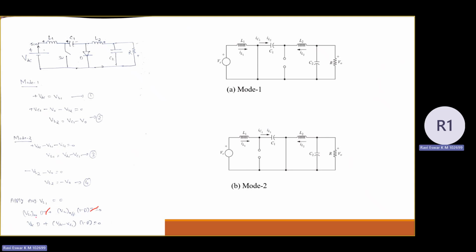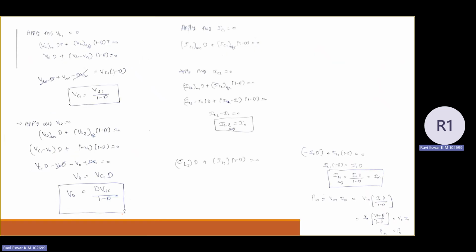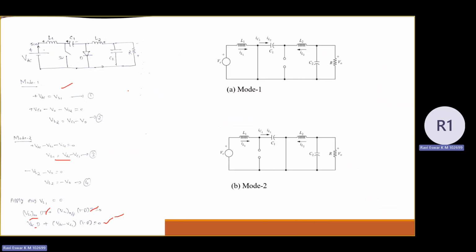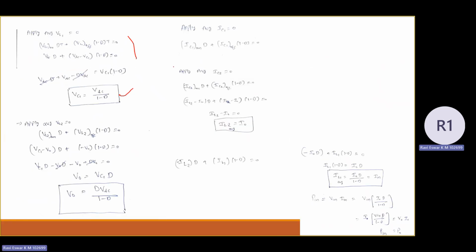So what is the voltage across inductor L1 during on state? That is equation 1, which is given as VDC, VDC into D, plus what is the voltage across inductor L1 during off state, during discharging state? VDC minus VC1 into (1 minus D) equal to 0. So now when I simplify this equation, I can get the voltage across capacitor C1 in this manner. So VC1 equal to VDC by 1 minus D.